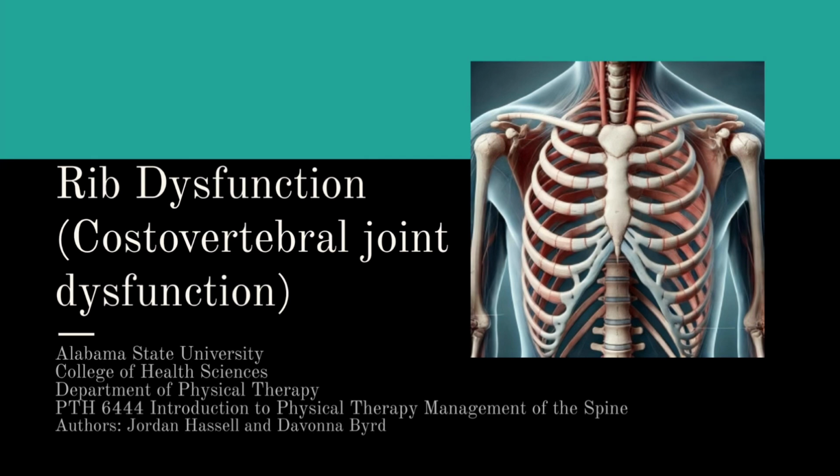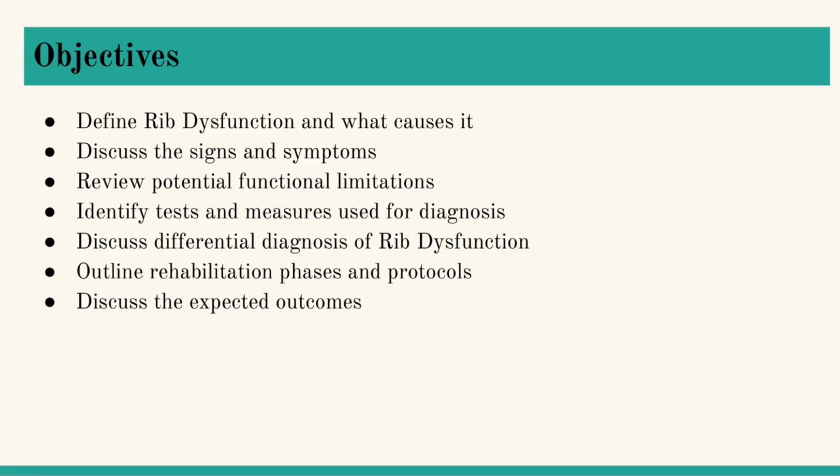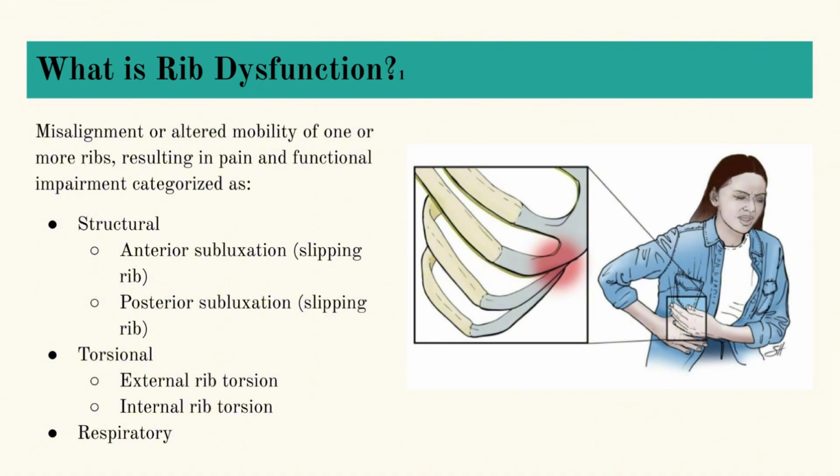Today we're going to be talking to y'all about rib dysfunction, also known as costovertebral joint dysfunction. Our objectives today are to define rib dysfunction, what causes it, discuss the clinical manifestations, review potential functional limitations, identify tests and measures used for diagnosis, discuss differential diagnosis of rib dysfunction, outline rehabilitation phases and protocols, and discuss the expected outcomes.